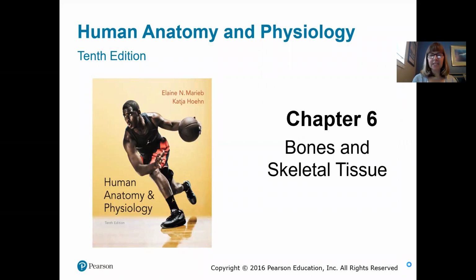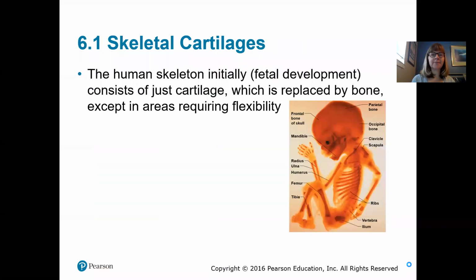All right, moving into Chapter 6. As we start the skeletal system, we'll begin by talking about cartilage. Remember that as the human develops in utero, all of those bones begin as cartilage. As you can see in this image, what's amazing is that even at a few weeks old, all of those bones begin in fetal development as cartilage.